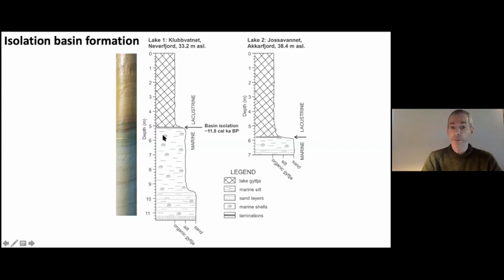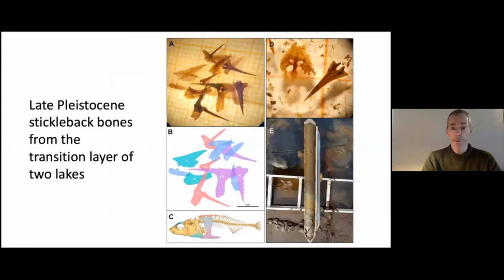And occasionally they find stickleback remains. So here we have bones from those layers that we were just looking at. In fact, from the brackish layer where the lake has just become isolated from the marine environment, but still is a little bit salty. And we can see here, for example, we've taken these bones and put them onto an X-ray crystallography image of a marine stickleback. So we can see that we have bony armor plates and spines, etc.